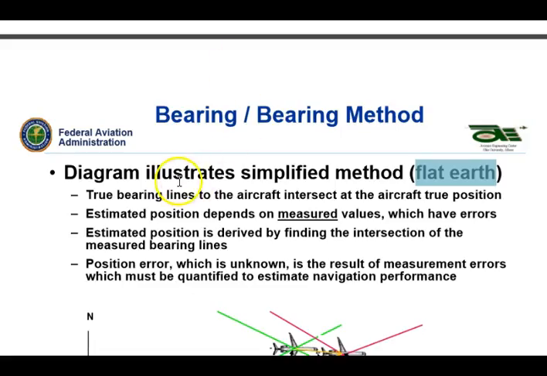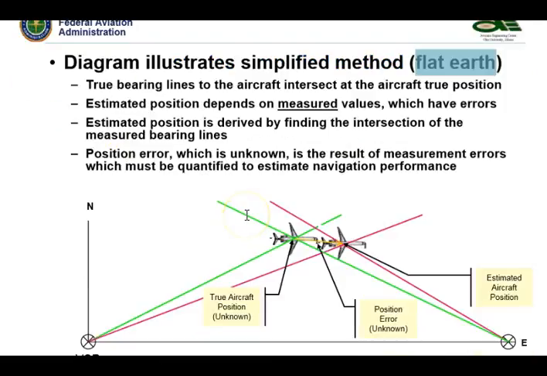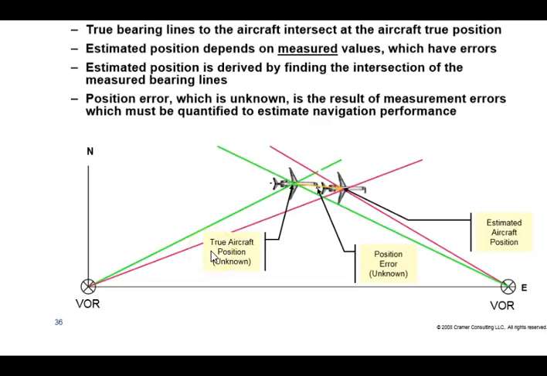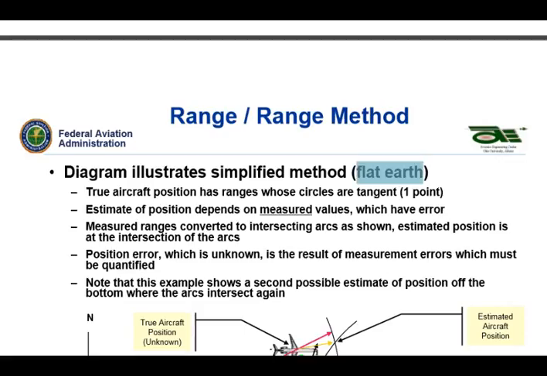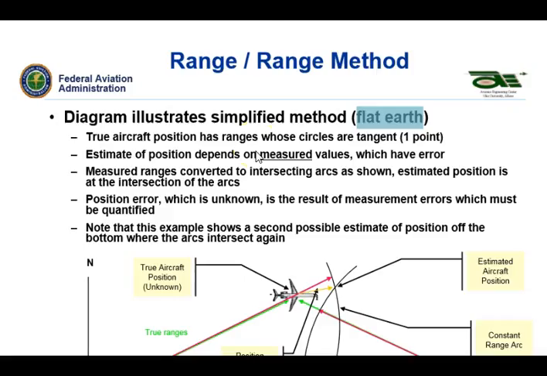Booyah. True bearing lines to the aircraft intersect at the aircraft true position. Estimated position depends on measured values. We already went through that, right? Okay. So it's basically the same thing. They're just showing two aircraft here, right? Trying to make sure that they don't collide or intersect with each other. There you go. That's it, baby. I told you it was going to be short.